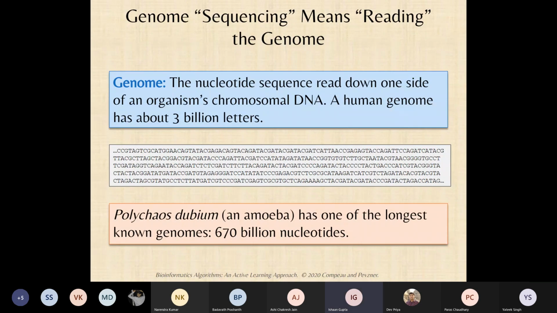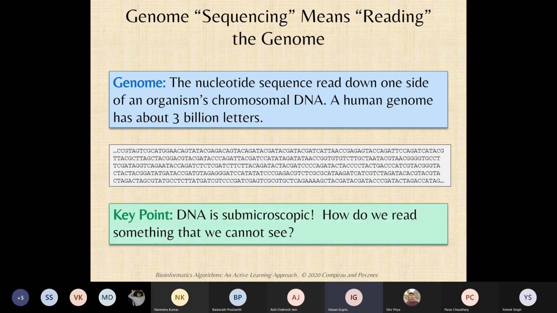Can you guess whether it's an animal, a bacteria, a fish, a tree, or a plant? So the largest genome is from a plant. It's called the water lily, Japanese water lily. So far, no. Okay, but the key point is that the DNA is microscopic.